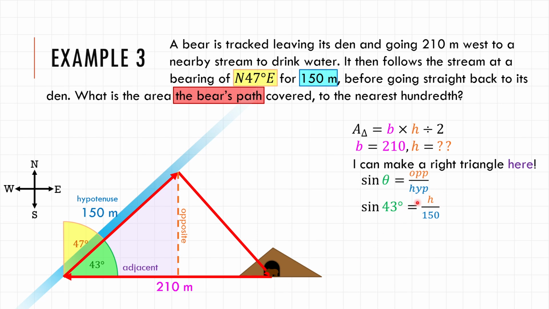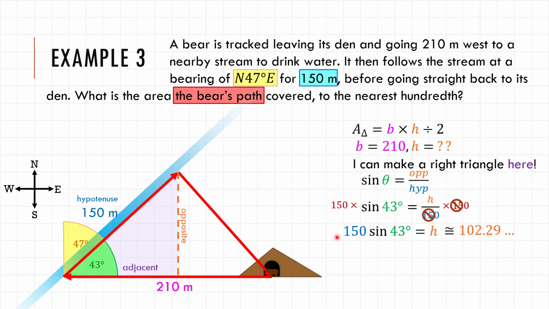If I want to find out the value of h, I multiply this side by 150 to get rid of the division. I have to do the same thing to the other side. And now I end up with 150 times sine of 43 degrees. That is the exact number. That is the height of this triangle. I can try putting it into my calculator, and I'll get a number like 102.29, and there's many, many more digits afterwards. But I'm not going to use this at all.